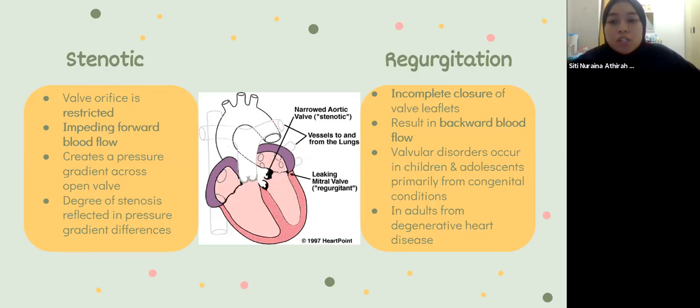So for the regurgitation, it is a leaky valve, where during the systole, during the left ventricular contraction, the blood will leak out from the ventricle to the atrium. So there will be incomplete closure of the valve leaflets that will result in backward blood flow. And usually, valvular disorder occurs in children and adolescents, primarily from congenital conditions, and in adults from degenerative heart disease. Okay, next.